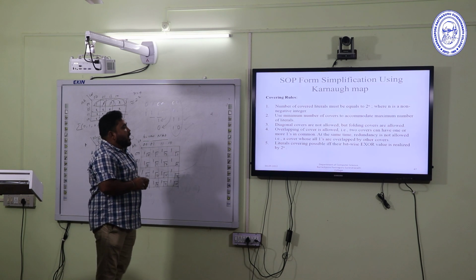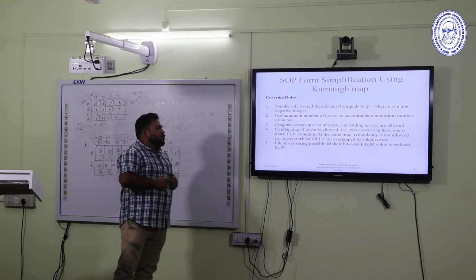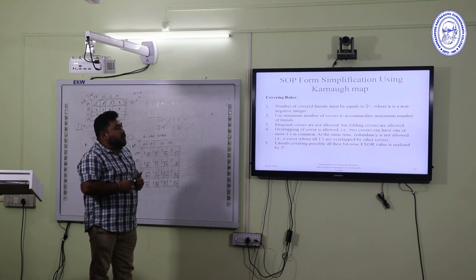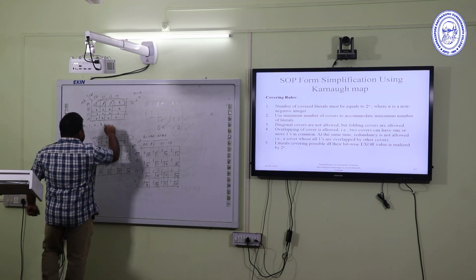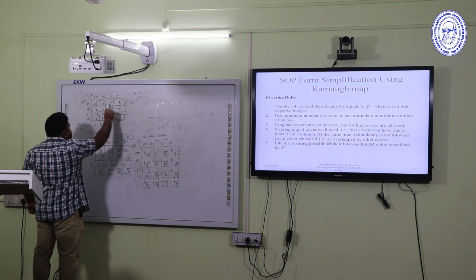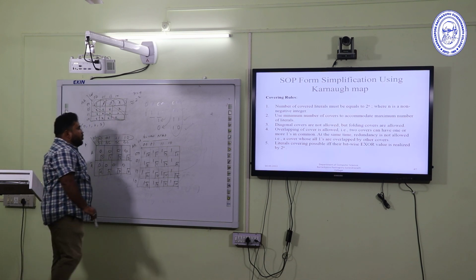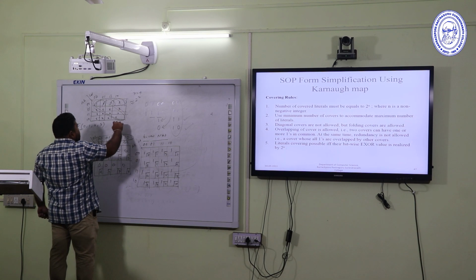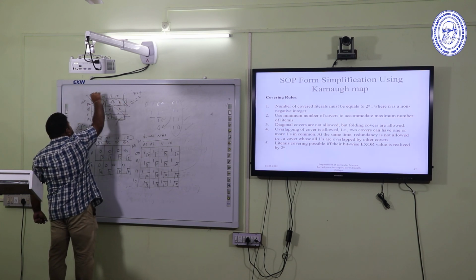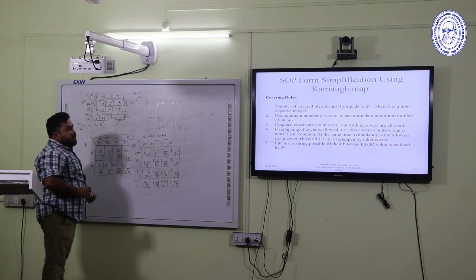Number 3, diagonal covers are not allowed, but folding covers are allowed. We can't cover literals in that way. We can't cover. But a folding cover means this cover, this cover, this cover, this cover, that can be possible.